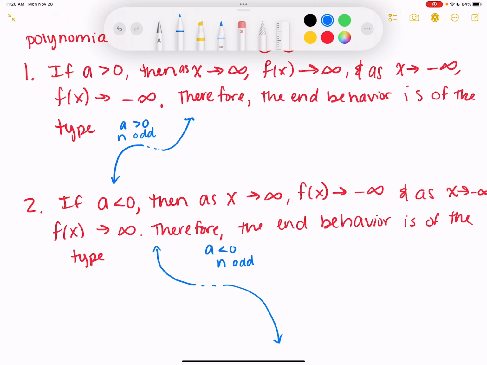So both of those are the case where n is odd, so you have an odd power that it's being raised to. And again, that's the leading term, the highest powered term, is what we care about. We don't care about all the stuff that follows it.